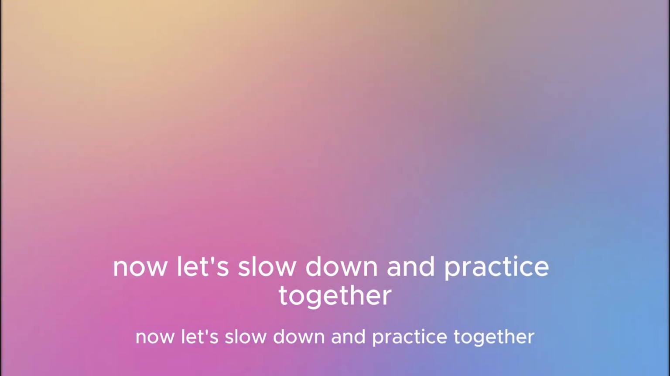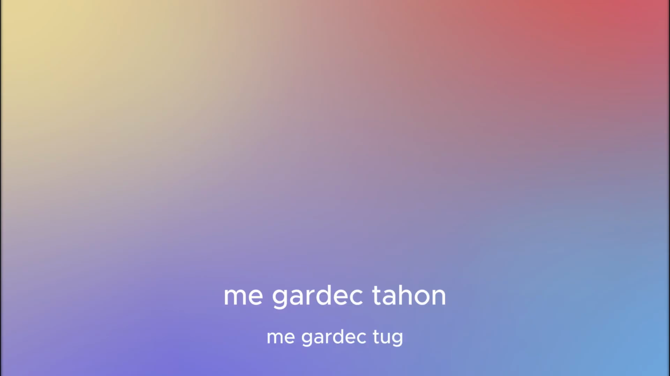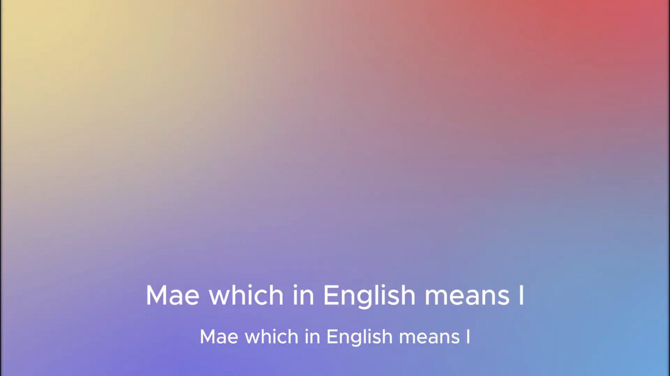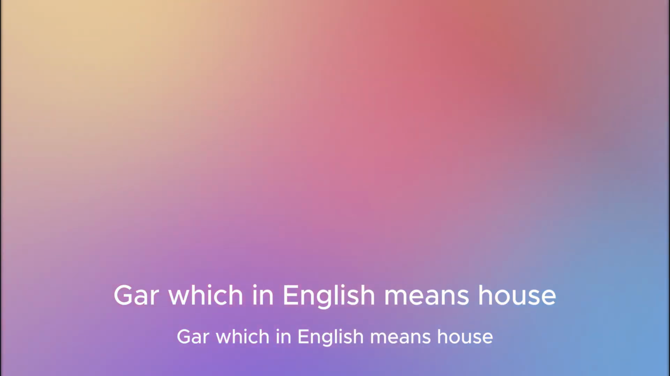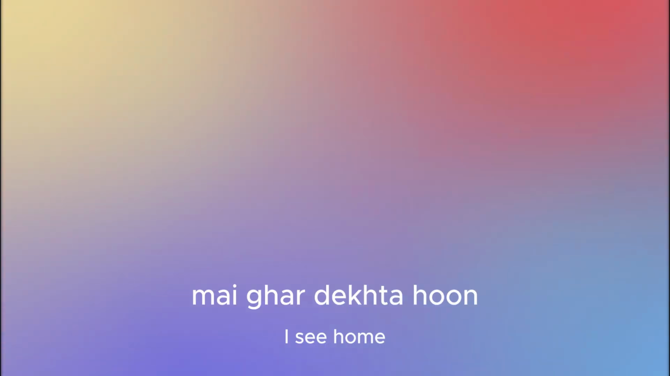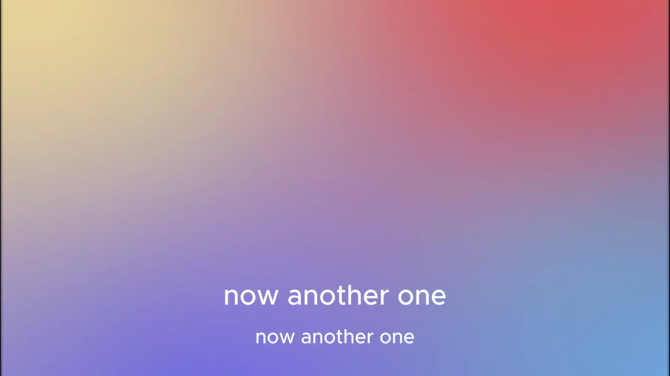Now let's slow down and practice together. Repeat after me. मैं घर देखता हूँ, which in English means I see the house. मैं, which in English means I. घर, which in English means house. देखता हूँ, which in English means see. Again, मैं घर देखता हूँ, which in English means I see the house. Good. Now another one.